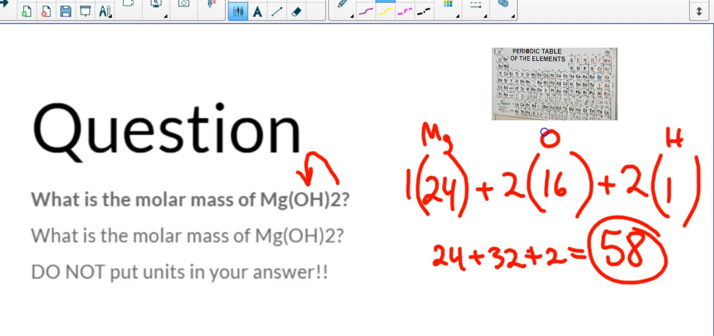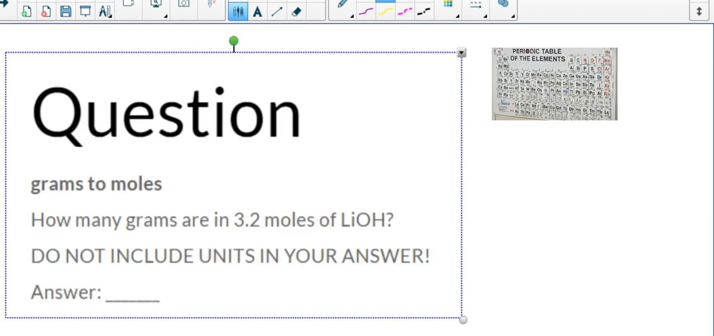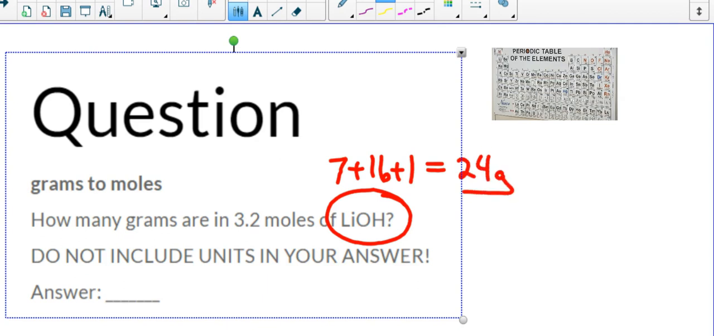So once again, with parentheses, remember the number applies to everything inside the parentheses, but not the one before. Alright, then we moved over here, and this is where we do a picket fence. How many grams are in 3.2 moles of LiOH? The first thing you have to do is find its molar mass. There's one of every single thing. So lithium's 7, oxygen is 16, and hydrogen's 1, and that ends up to be 24 grams per 1 mole.